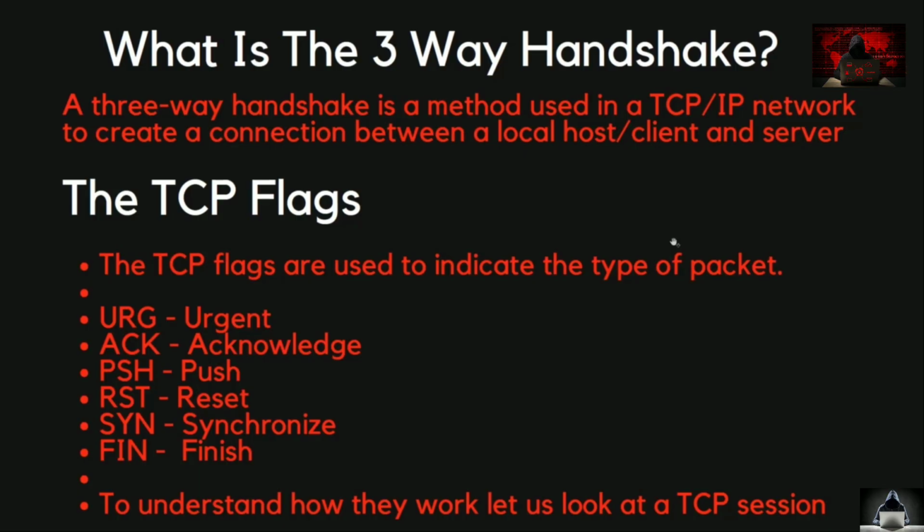So the first TCP flag we have is the URG, or urgent, and then you have your ACK, which is for acknowledge. You have your push, which is denoted by PSH. You have your RST, which is reset, SYN, which is synchronize, and you have your FIN, which is finish. They are all used to indicate the type of packet that is being sent. You'll understand this when we look at how the TCP session is created and how the connection is established using the three-way handshake. So let's look at that right now.